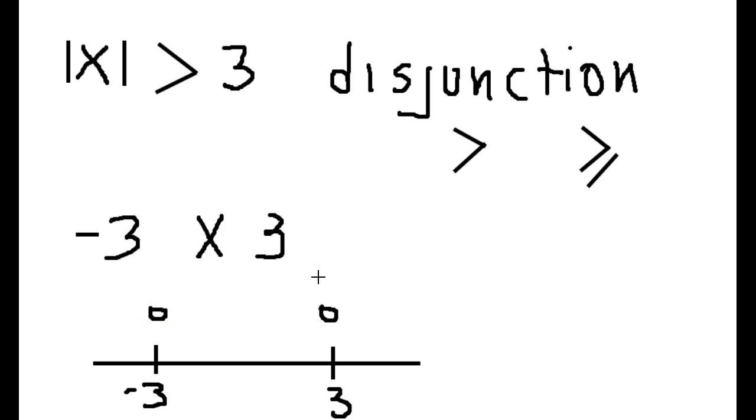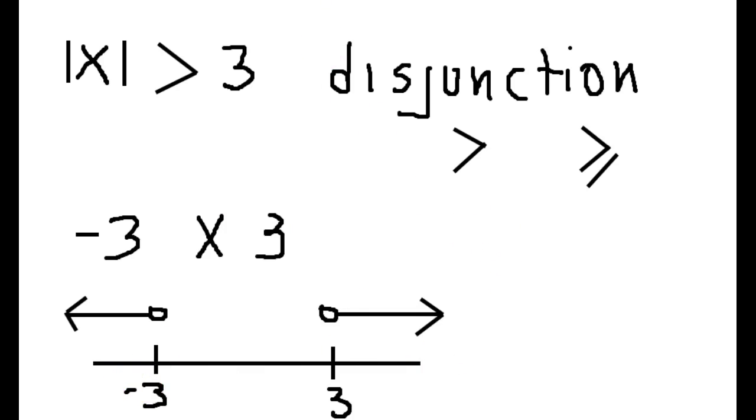Now, here's the difference when you're dealing with a disjunction. When we draw our solution, it's going to include all the numbers that are not in between the two critical values. So in other words, the solution is going to include everything to the right of +3 and everything to the left of -3. So that graph represents our solution. In this particular disjunction, the solution is all of the values of x that are greater than 3 or less than -3.